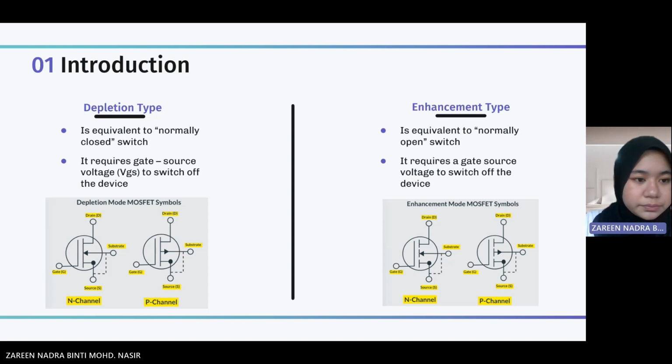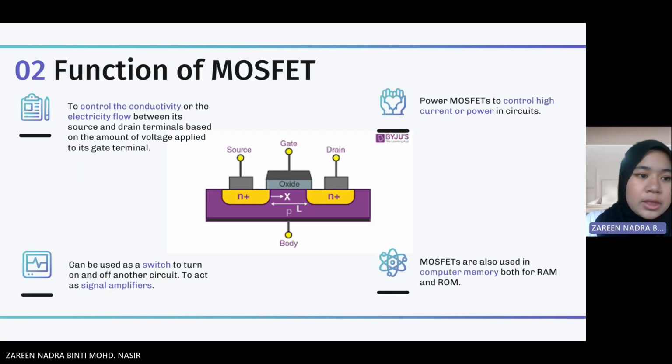All right, moving on to the functions of MOSFETs. What are the functions of a MOSFET? As I told you just now, it has three terminals, which are the source, gate, and drain. Its function is to control the conductivity or the electricity flow. Next, it is used as a switch to turn on and off another circuit, like I told you in the depletion type and enhancement type. It also acts as a power MOSFET to control high power circuits. And lastly, it is also used in computer memories.